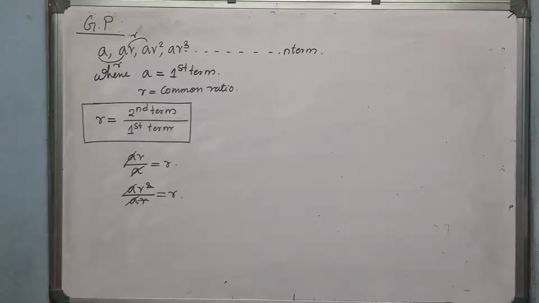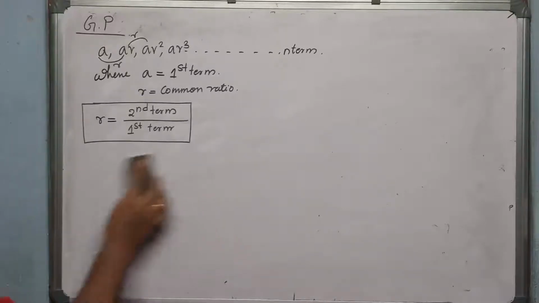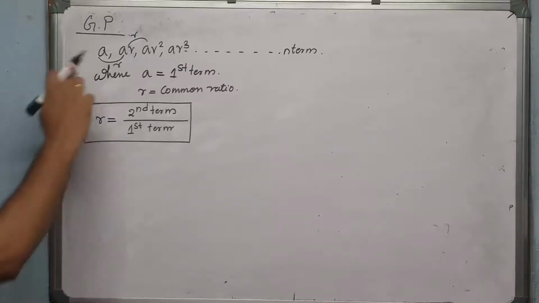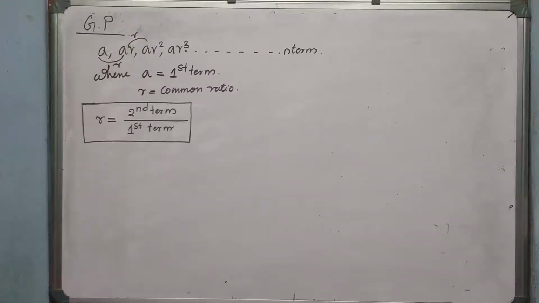Now from this we can define a GP series. If the ratio of every consecutive term is the same, the series is said to be in GP.